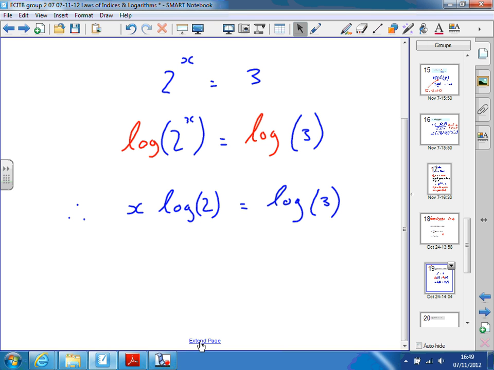And now we've just got x multiplied by a number. The logarithm of 2 is a number. We could work out what that was on the calculator. It's just a number. So divide both sides by the logarithm of 2 to get x on its own. The logarithm of 3 divided by the logarithm of 2. And now we reach for the calculator and work out what that is.